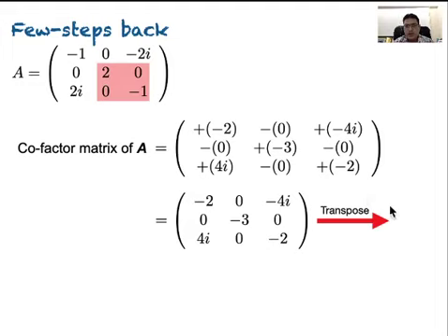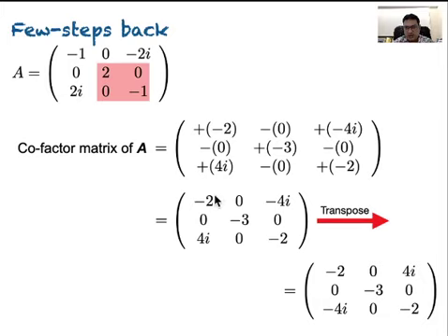Now I can take the transpose. What does it mean by the transpose? I have to exchange the elements. The diagonal remains as it is, -4i comes here and +4i goes here, and the values that are 0 are going to be unaffected. So I have taken the transpose of this cofactor matrix of A, and this is defined as the adjoint of a matrix. I'm sure you have seen it.